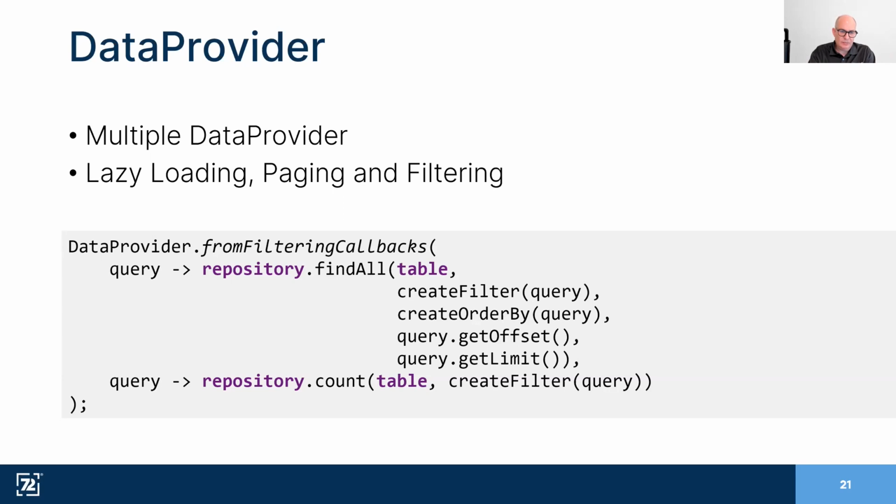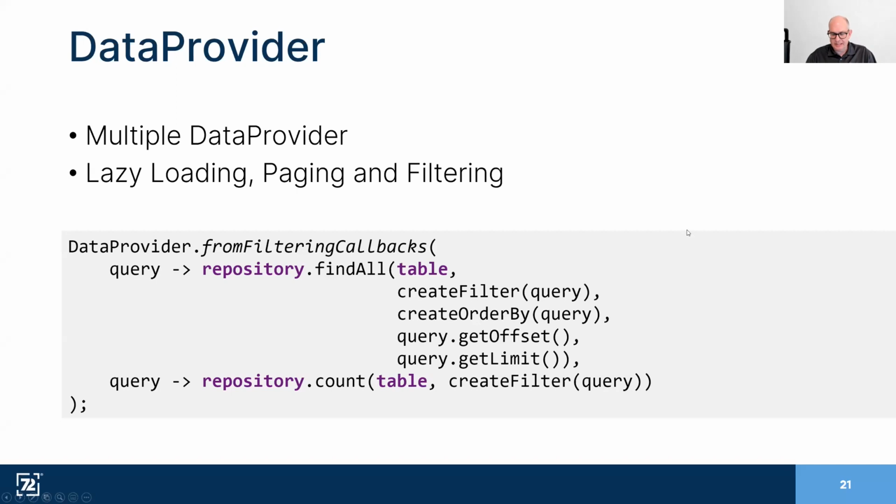And to page, you can create a data provider. Here in this example, we see that we have two methods. One method is to get the data. Here we have a simple Spring Data repository with the find all method, and we can use the query that is provided here in this function.